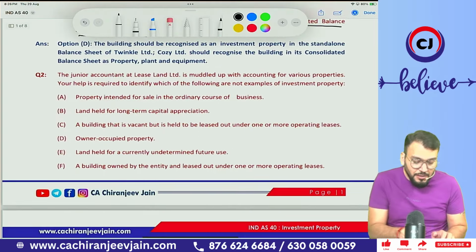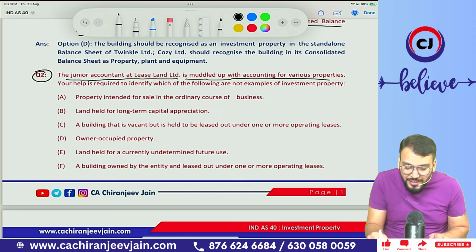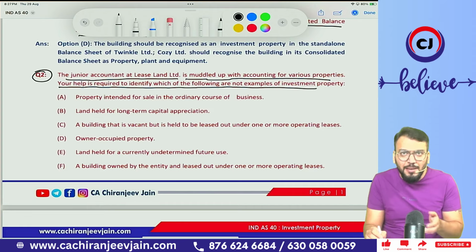Chalega? Yes, sir. Come to question number 2. The junior accountant at Lease Land Limited is muddled up with accounting for various properties. Your help is required to identify which of the following are not examples of investment property. Of course, we'll help. Correct. So we need to find out which are not investment property.